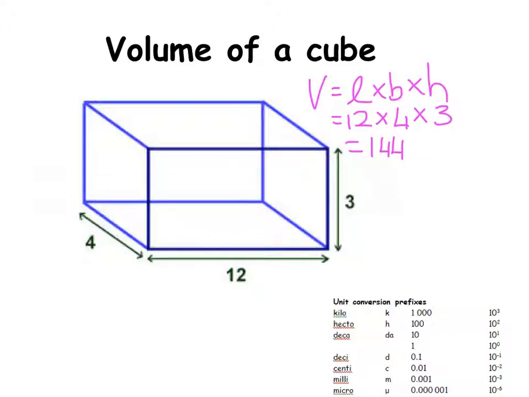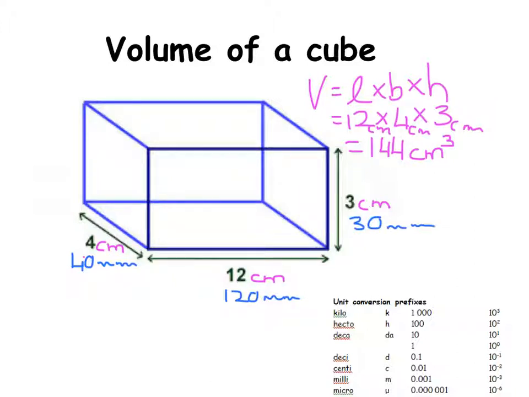144. They didn't tell me a unit here, but let's say that was centimeters, centimeters, and centimeters. If I multiply centimeters times centimeters times centimeters, I land up with centimeters cubed. What if I were to change that into millimeters? I would then have 40 millimeters times by 120 millimeters times by 30 millimeters. And I could then get the volume in millimeters cubed.